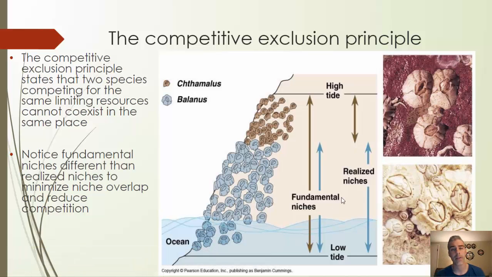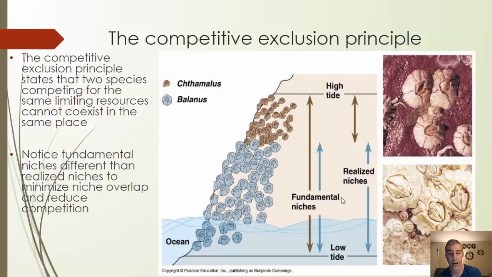So there's this idea called the competitive exclusion principle, which is this idea that two species that are competing for the same limiting resources cannot coexist within the same niche, really, in the same place. There's a difference between a realized niche and a fundamental niche, and you can kind of see that here with these two different species of barnacles. Let's just call them the gray colored one and the brown colored one to make it easier. So the gray colored one, its fundamental niche, it could live all the way up from low tide to high tide. It could live there if it wanted to.